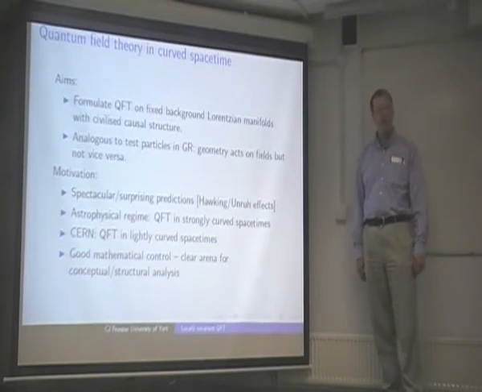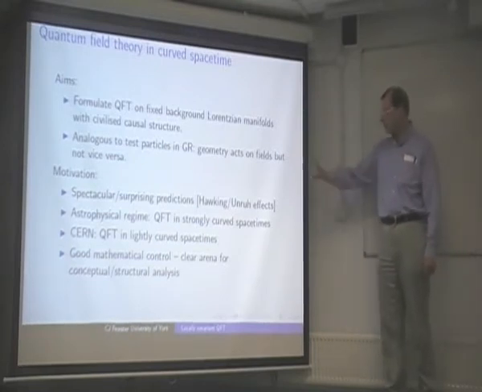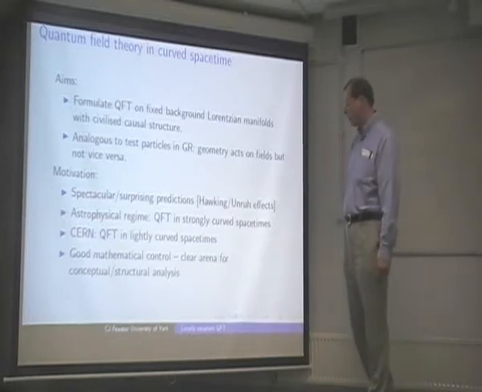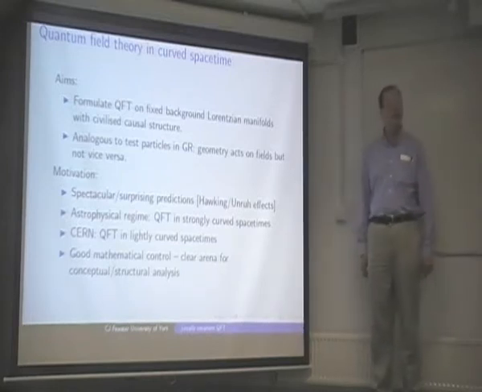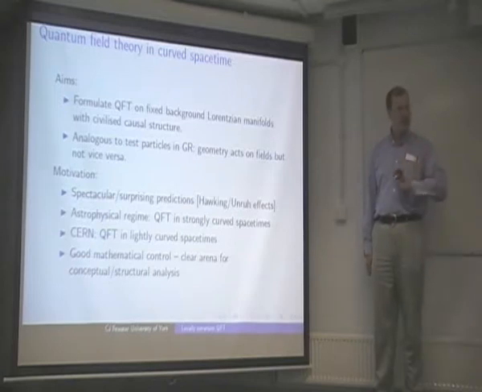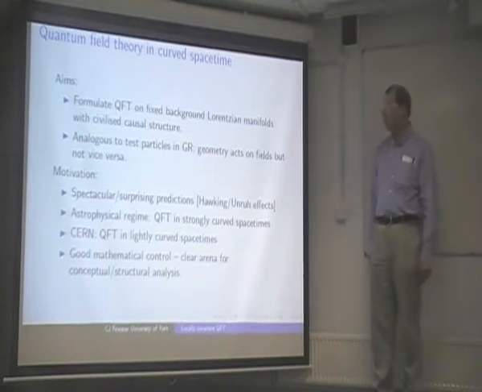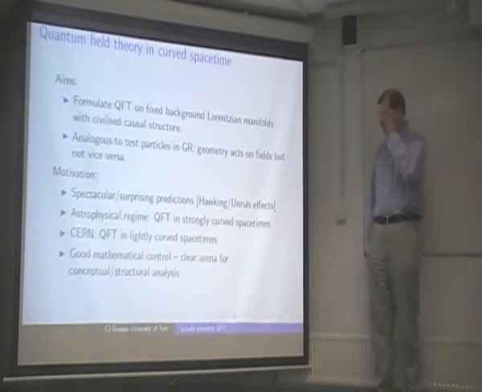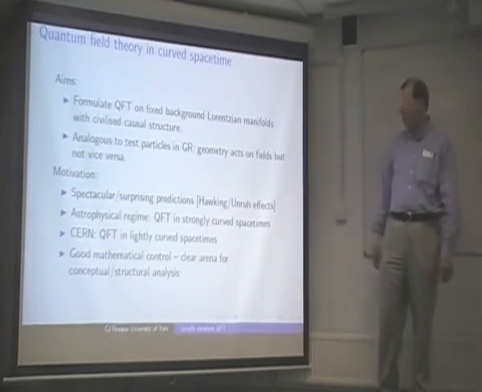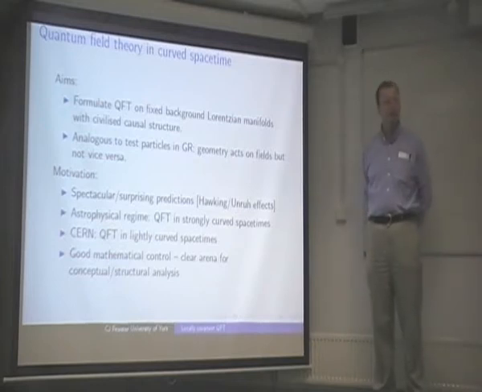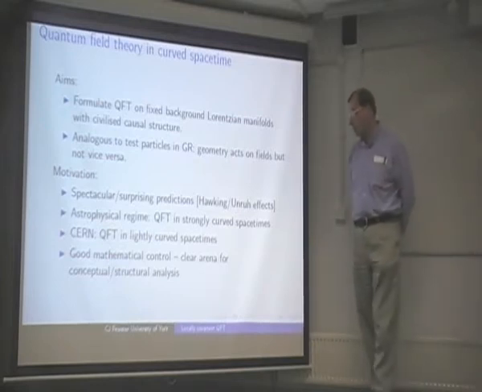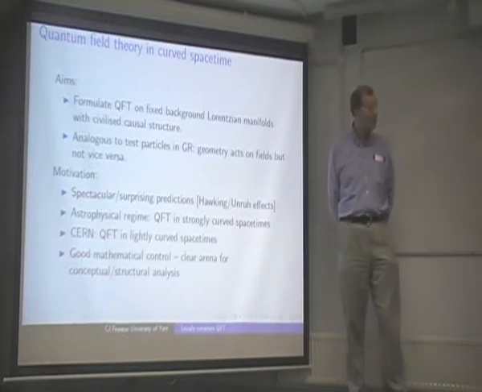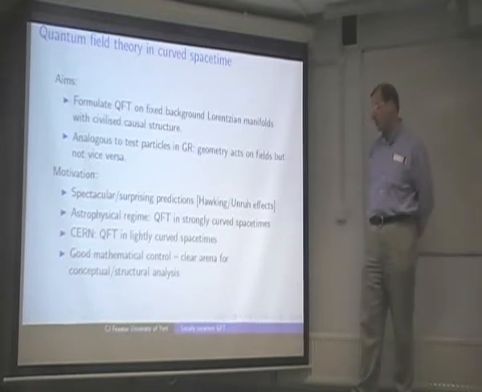Well, firstly, there are some interesting predictions that the theory makes. The original discovery of Hawking, that black holes evaporate, and similar results, that even accelerated observers in flat spacetime will observe a thermal flux of particles, that's the Unruh effect, very surprising, all come out of the formalism of quantum fields in curved spacetime. So it's an interesting theory to look at. It's also one we need to look at for various reasons. In astrophysics, we need to understand how quantum fields behave in strongly curved spacetimes, but we probably don't need to use quantum gravity in full to get interesting results.